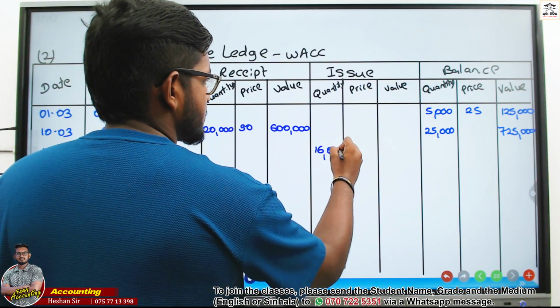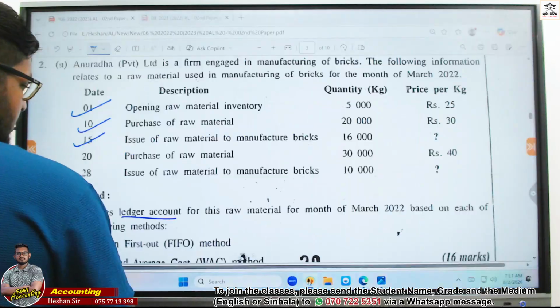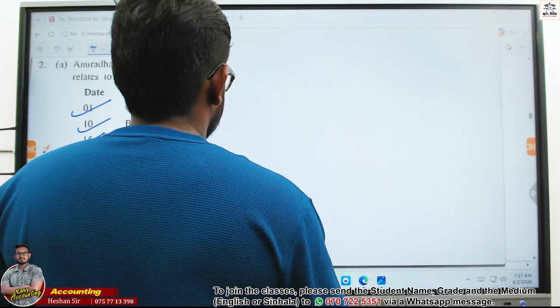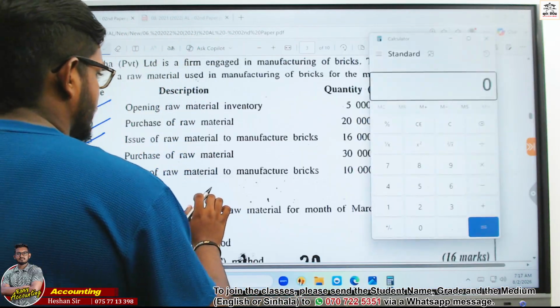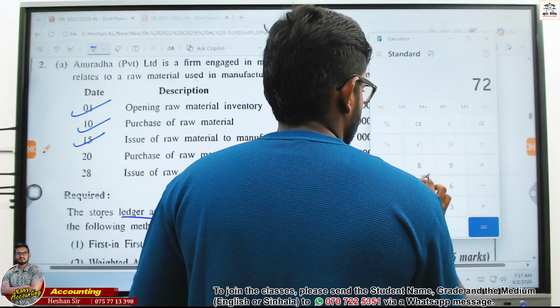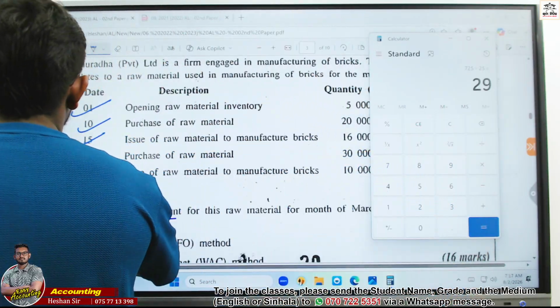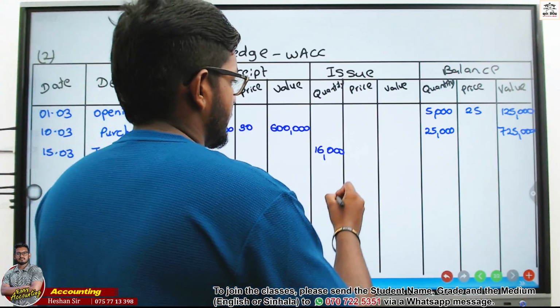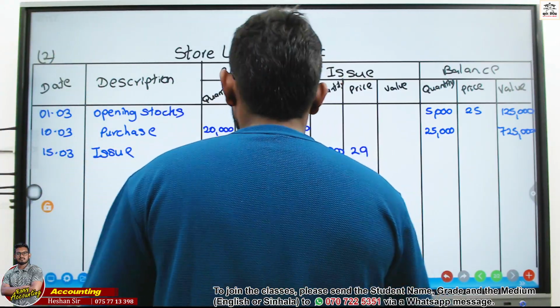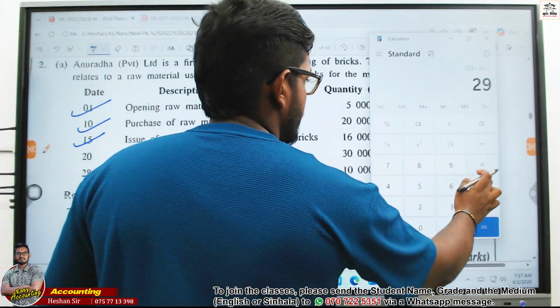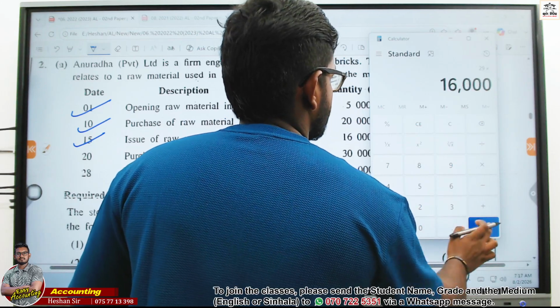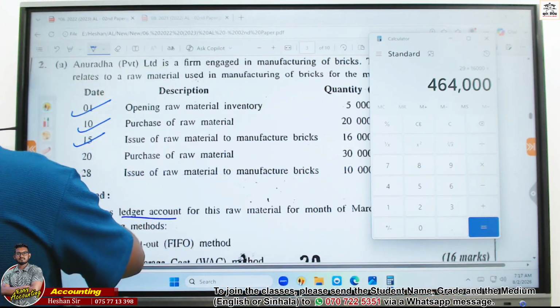Take the price: 725,000 divided by 25,000. That is 29. Actually, the pricing here is 29. So 16,000 multiplied by 29, that is 464,000.